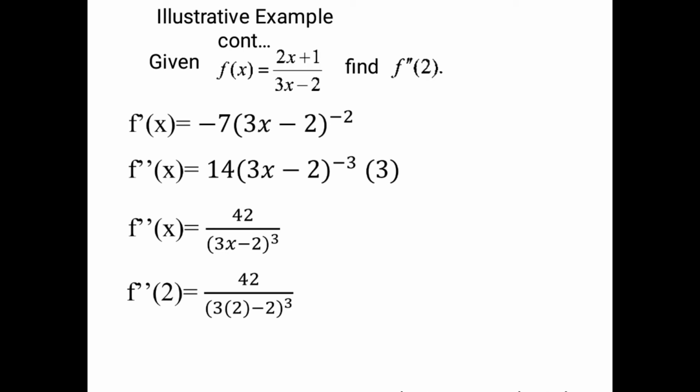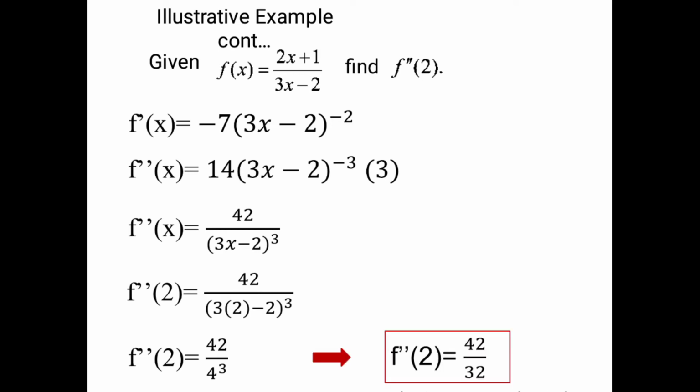Then just perform the denominator. 3 times 2 is 6. 6 minus 2 is 4. That's why we have 42 over 4 cubed. And what will be 4 cubed? It will be 64. So our final answer for finding the second derivative with function 2 is equal to 42 all over 64.